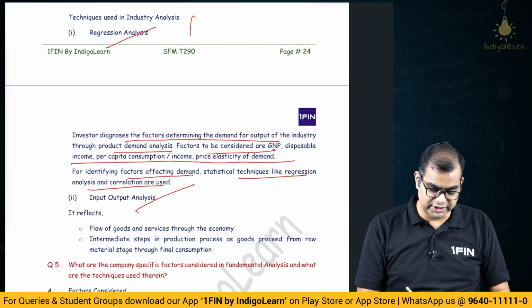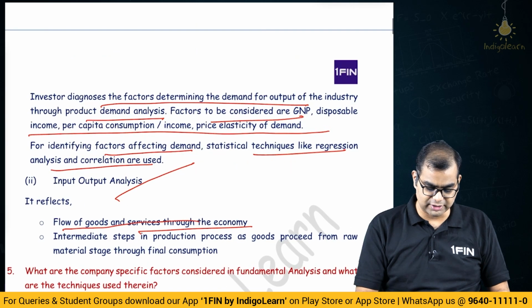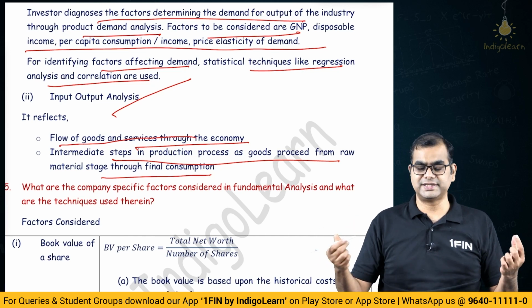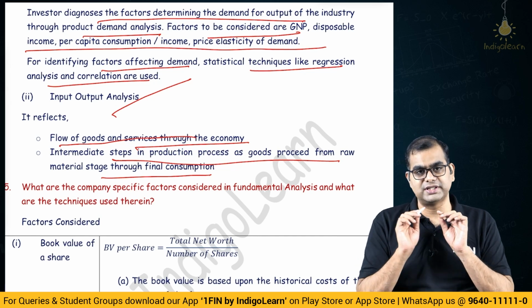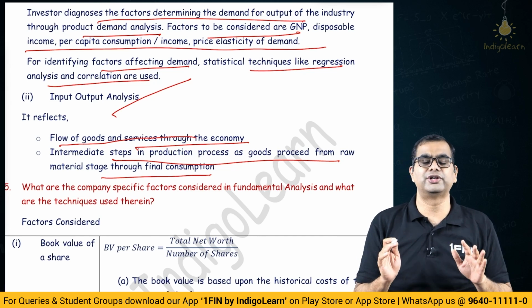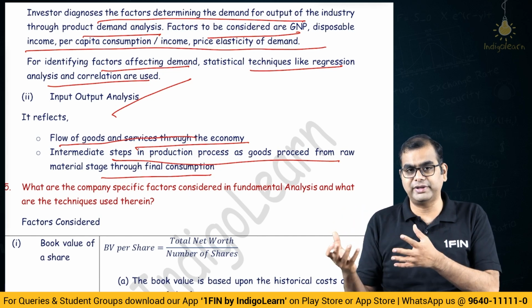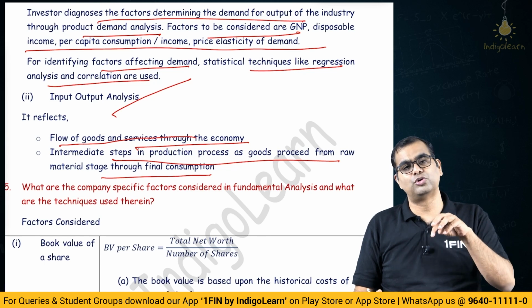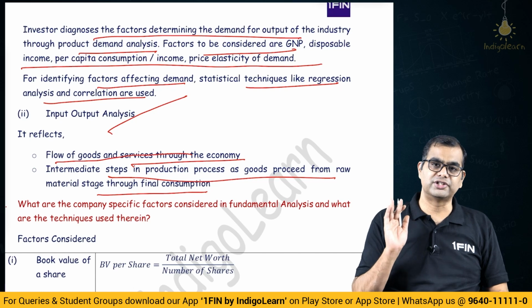Then you have something called input-output analysis. It basically talks about the flow of goods and services through the economy, and the intermediate steps in the production process, such as goods from the raw material stage to final consumption. So basically, what is the input, what is the output? Is it an input at the raw material stage, or an input at the intermediate stage, or is the output at the intermediate stage? Where does this industry fit in? Does it use a lot of raw materials, or depend directly on a lot of intermediate produce, or does it produce goods which are intermediate produce for some other industry? Those aspects help you analyze how this particular industry is going to behave.